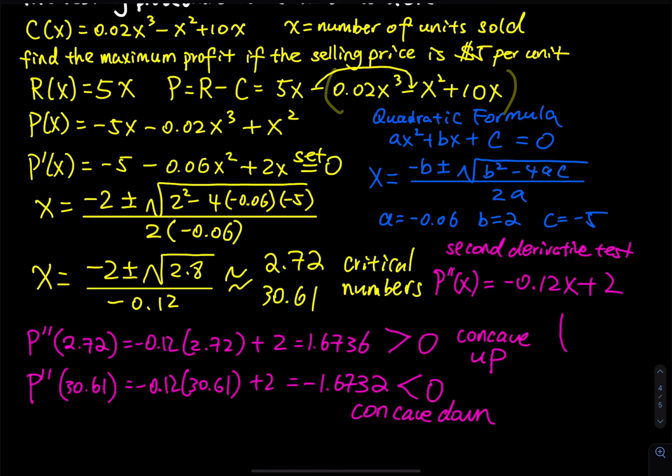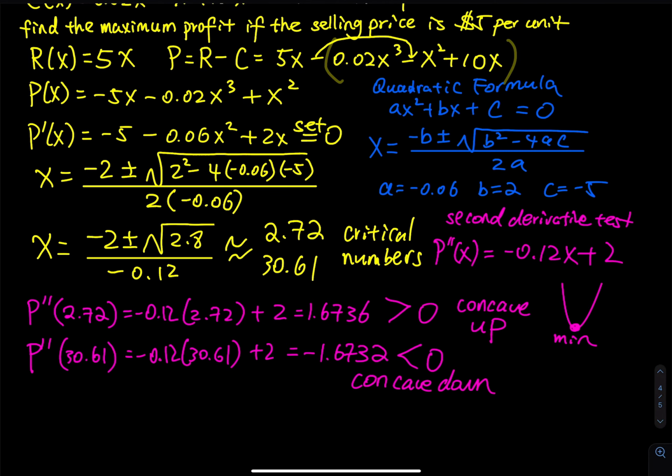For concave up, the critical number is a minimum, but we are looking for maximum profit, right? So we have to look at the concave down. This is concave down, and at the critical number, we have a maximum. So that means the profit is maximized if x is equal to 30.61 units. Again, 30.61 units.